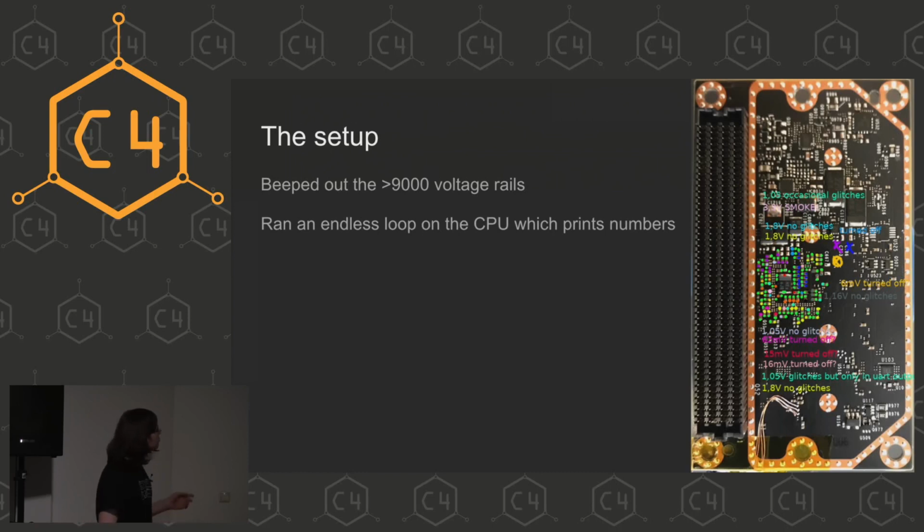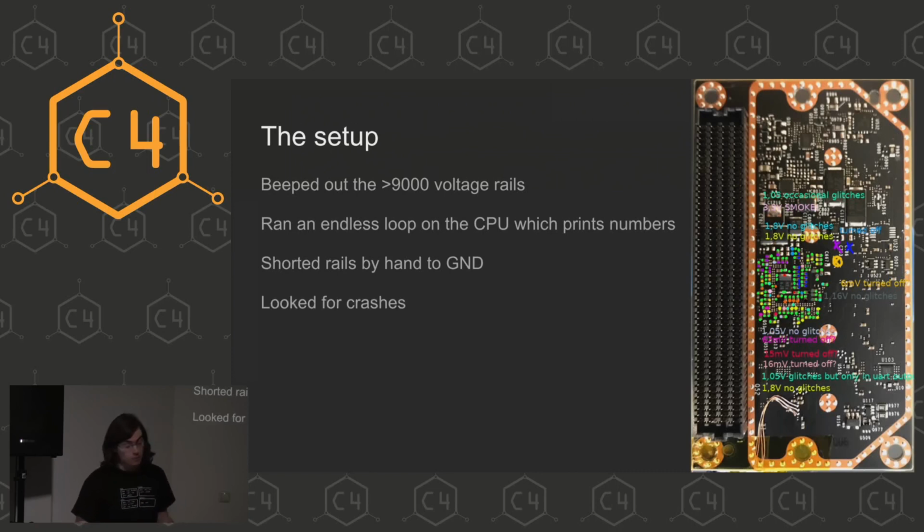We ran an endless loop on the CPU, which just prints numbers. And when I soldered the wire, this is not something to try at home, but we didn't care if we break the thing. We just shorted the thing to ground. Usually it doesn't break, because the voltage regulators can detect this and they turn off. They then turn on again, they see, oh, it's still a short, I turn off again after a while, and then it tries again. And then we looked for crashes.